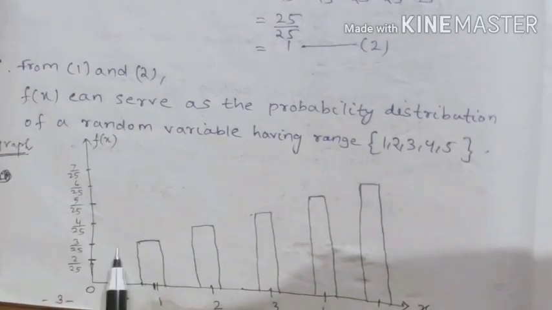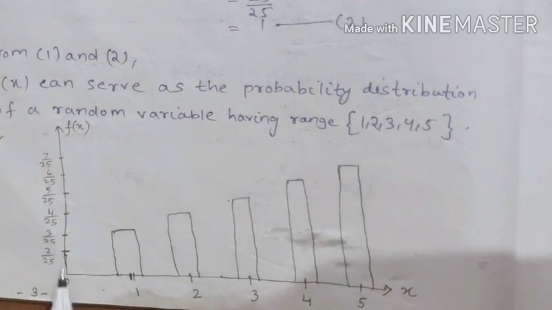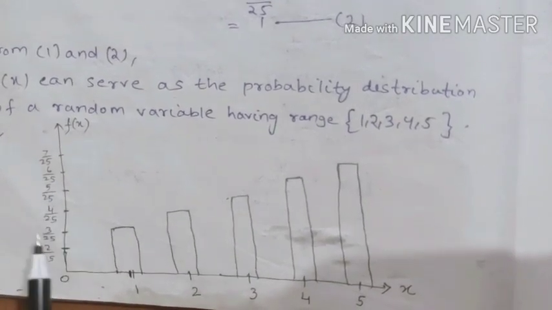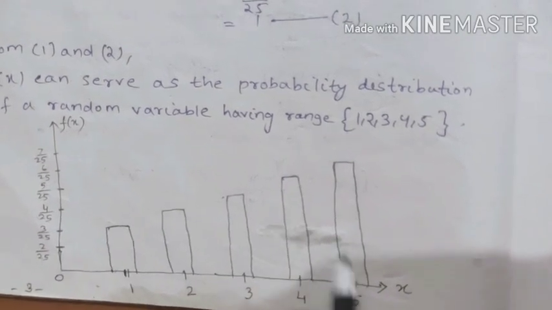What is the graph? A very simple graph. On the x-axis, and this is the f of x. We have to take f of 1, f of 2, f of 3, f of 4 and f of 5 and so on. And this is purely a bar graph.